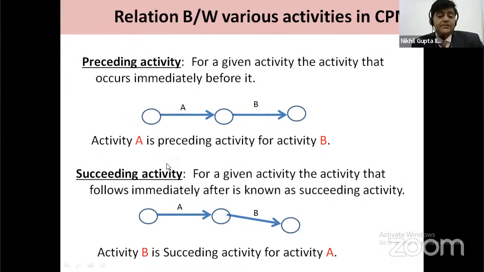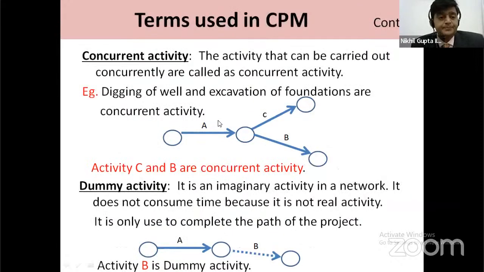The succeeding activity is just the opposite. For a given activity, the activity that follows immediately after is known as the succeeding activity. So for this network, activity B is the succeeding activity for activity A. The activity just after is the succeeding activity, and the activity just before is the preceding activity.